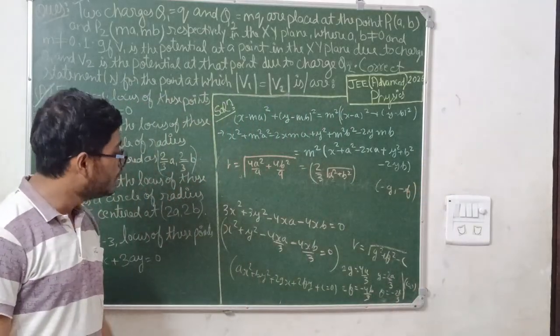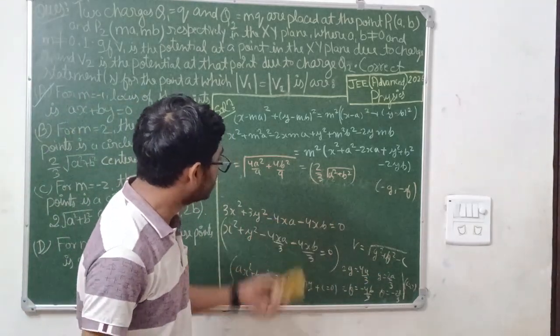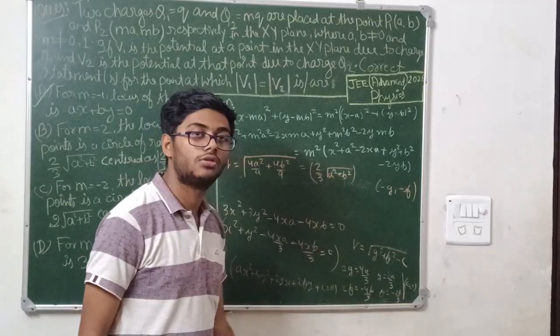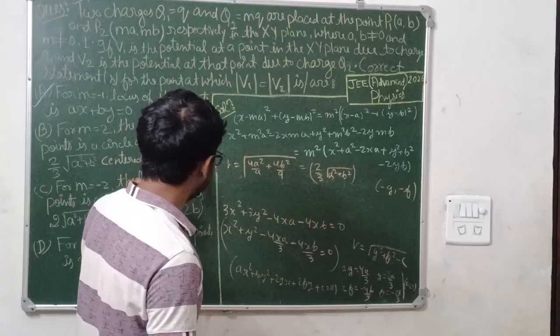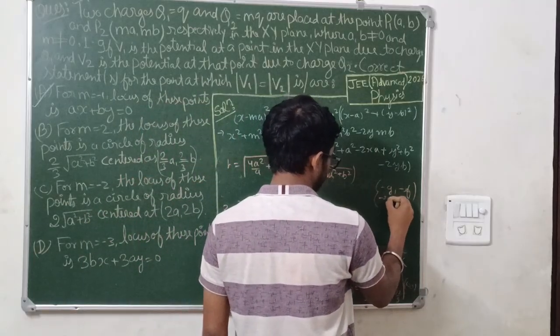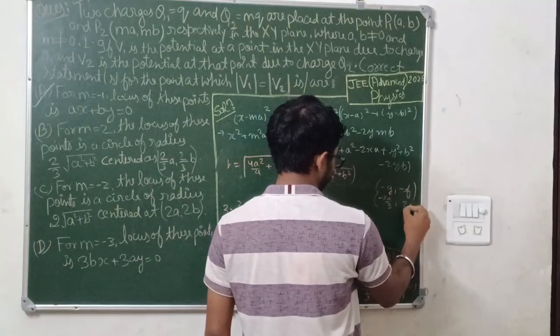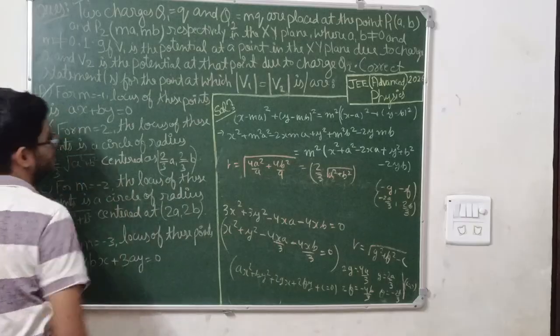Minus g comma minus f. So you can see the radius is correct, but the center is wrong. They are saying the center is 2 by 3a, 2 by 3b, but the actual center is coming 2a by 3 and 2b by 3, because the minus sign is there in the f. So the second option is totally incorrect.